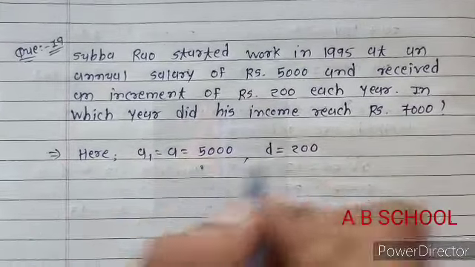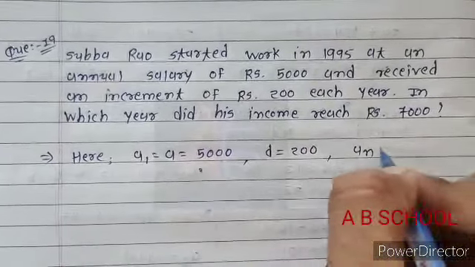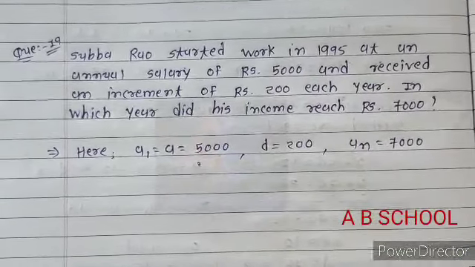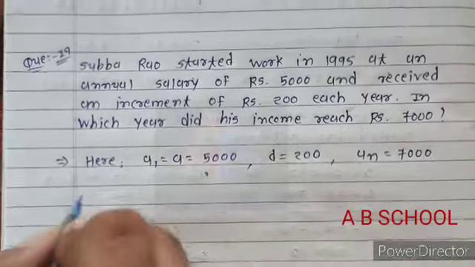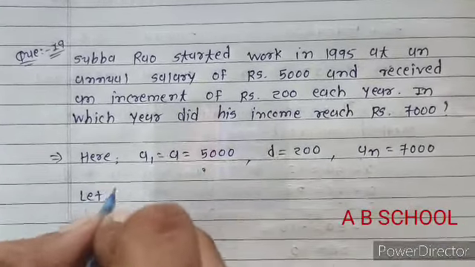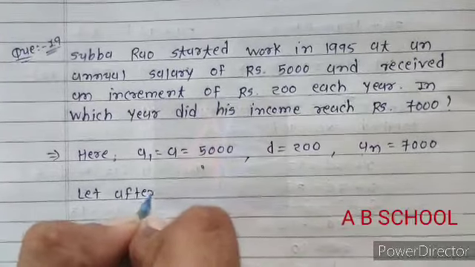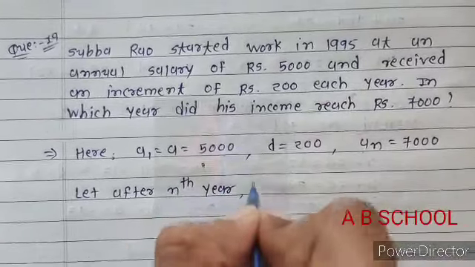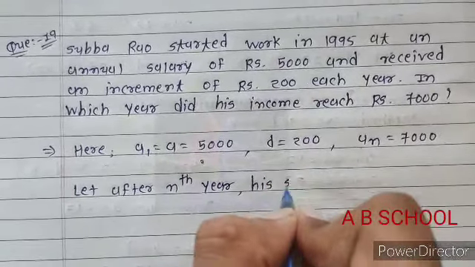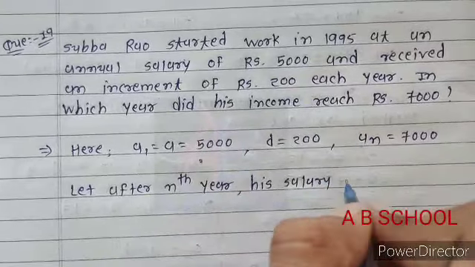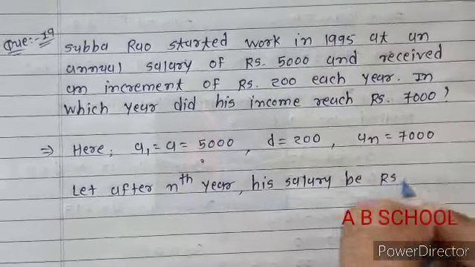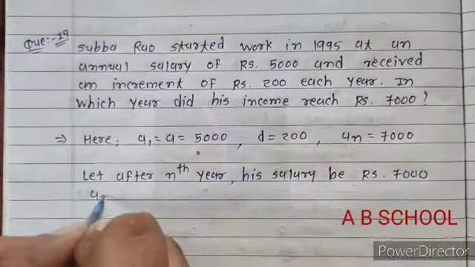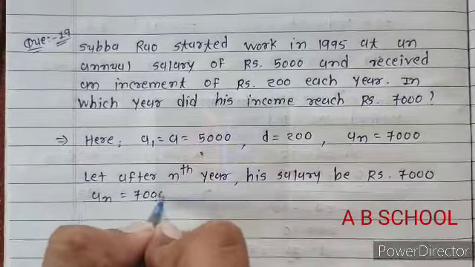Okay, AN is equal to 7,000 rupees. Okay, so the value of AN is equal to 7,000. So we suppose, let after the nth year his salary be rupees 7,000. Okay, so the value of AN is equal to 7,000.